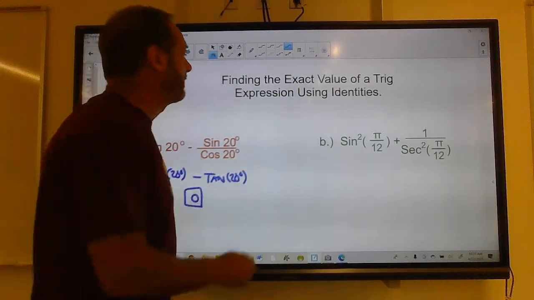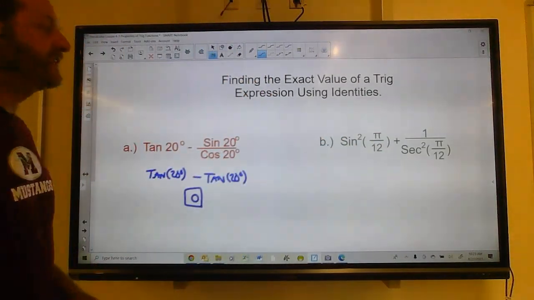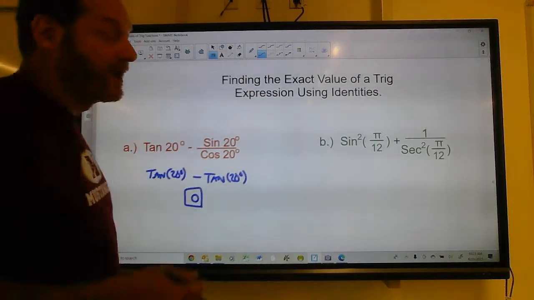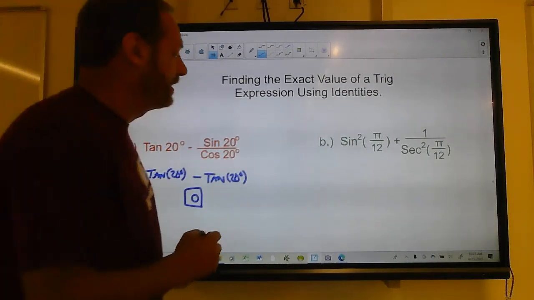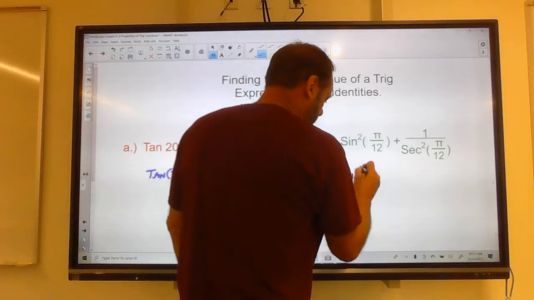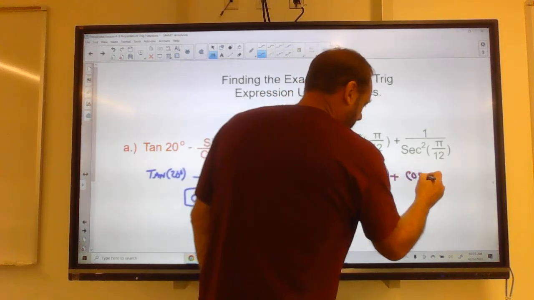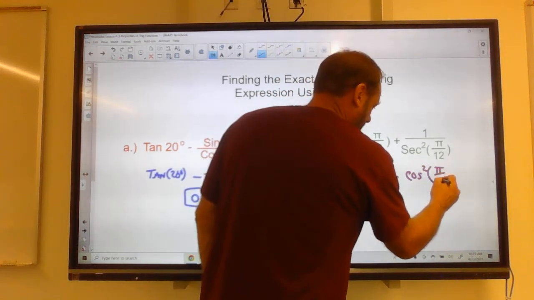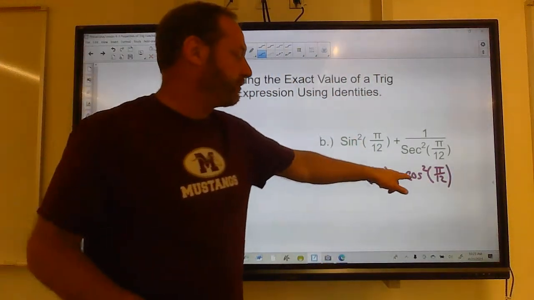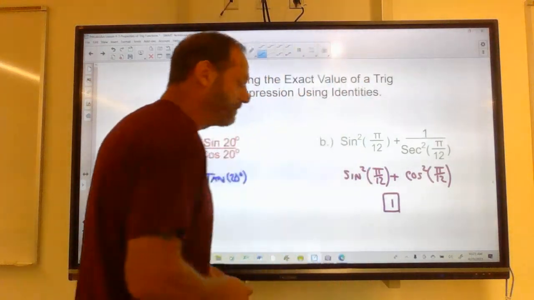Okay, look at this scary bad boy right here. Sine squared of pi over 12 plus 1 over the secant squared of pi over 12. Well, let's see. Can I make this simpler? And generally you can. So 1 over secant, that's cosine. So this is really sine squared of pi over 12 plus cosine squared of pi over 12. But wait, that's a Pythagorean identity. Sine squared plus cosine squared is 1. This is 1. It's like math magic.